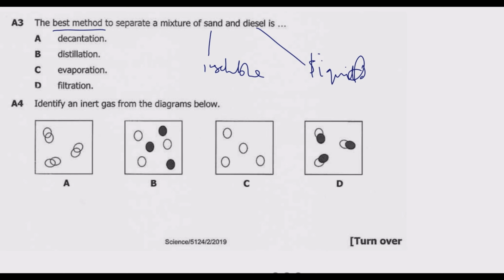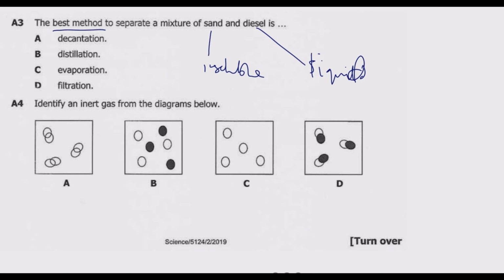Distillation, you use it to separate solutions with varying boiling points, but in this case we have sand and diesel. So we can't use distillation. We look at C, evaporation. We don't need to evaporate diesel for us to get sand, or separate the two. If you look at filtration, filtration would be the best method, because we separate insoluble solid from liquid. The liquid in this case is diesel, then sand is insoluble.